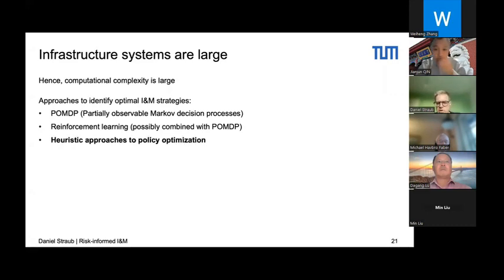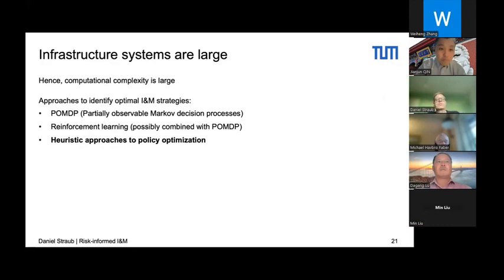But I'm going to talk about heuristic approaches because I feel that they are the easiest and they have many benefits. And that's why I would like to promote them also. But of course, particularly reinforcement learning also has potential and is currently in vogue.